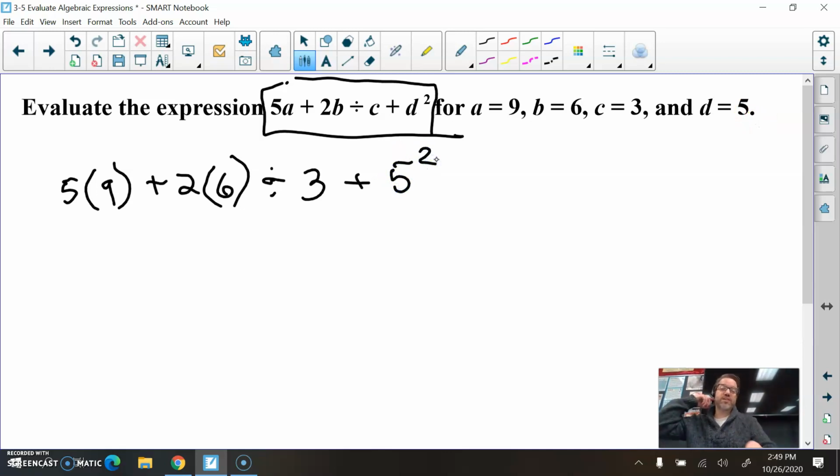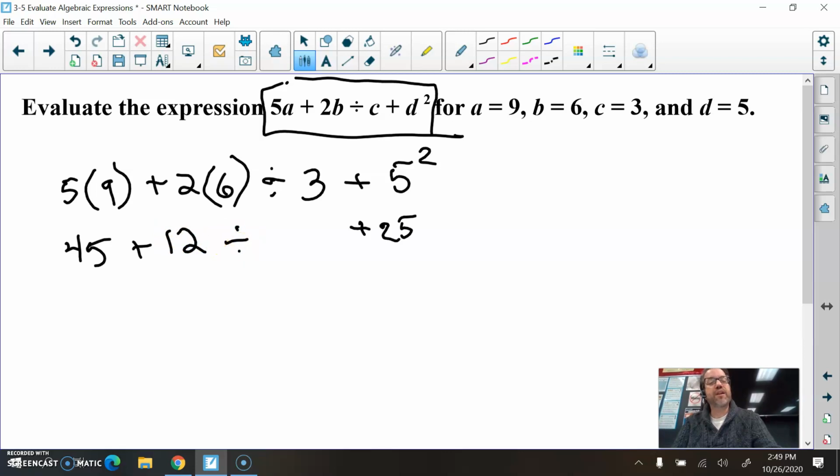Order of operations says do your exponents. I know it says grouping symbols or parentheses, but these really don't have anything inside of them to solve. They just mean we're multiplying. Okay, so we'll do 5 squared, which is 25. So we're adding 25 at the end. I can do my multiplying here, and my dividing here after this is done. 5 times 9 is 45, plus 2 times 6 is 12, divided by 3, and then plus 25 now, because 5 squared is 25.